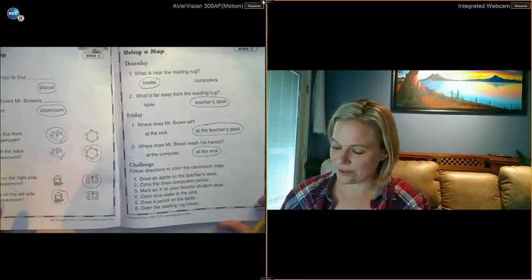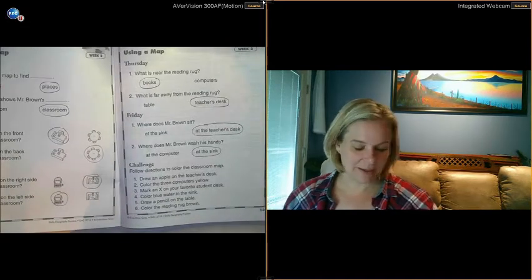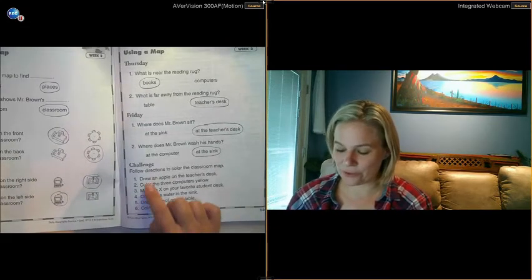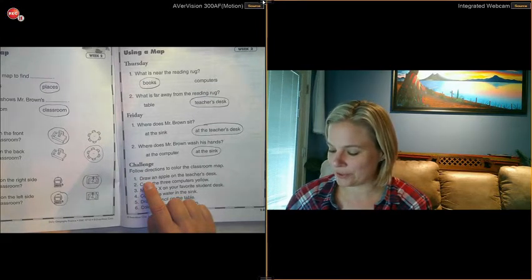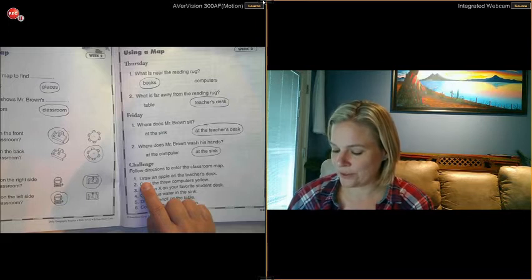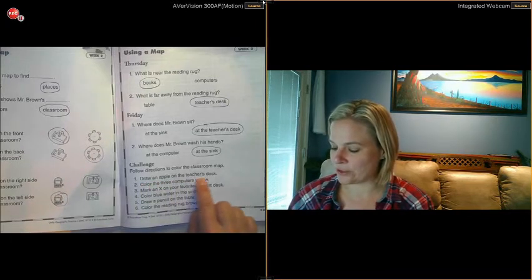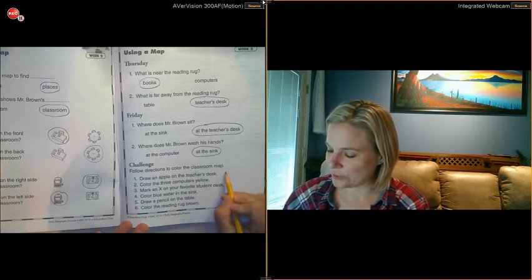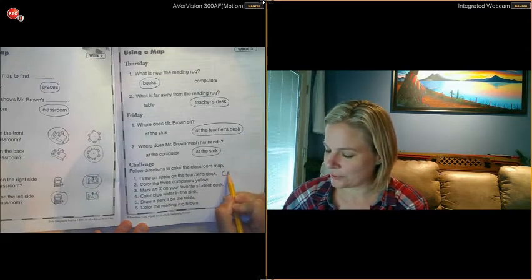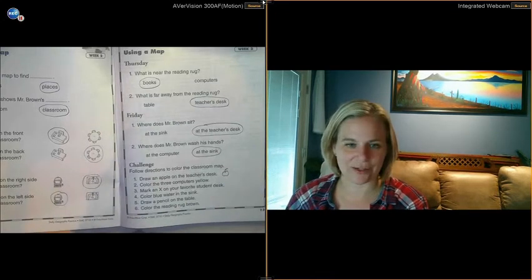Okay, now you've got some challenges here. So I'll read these, and you can flip yours to the map page and you can add these onto your map. Okay? So first thing you need to do. Draw an apple on the teacher's desk. Well, an apple can just be kind of a heart shape. Like that. The little stem. You can draw that on the teacher's desk.